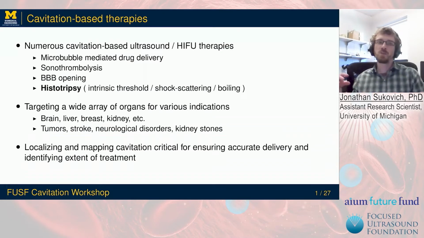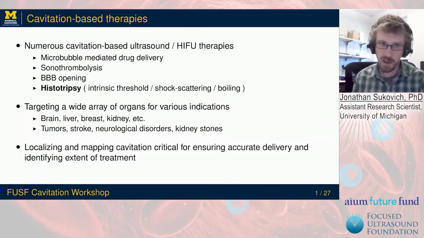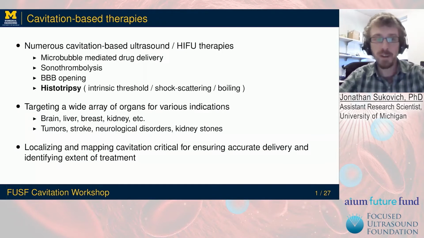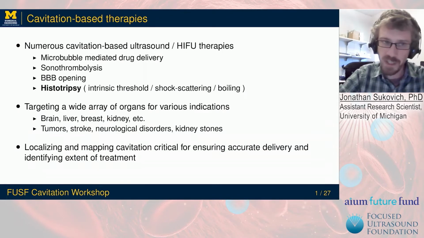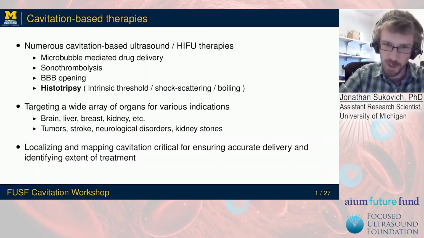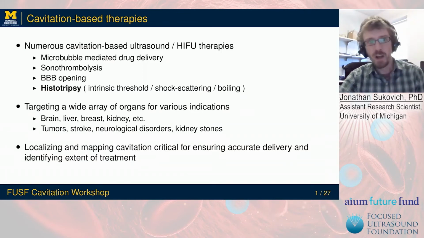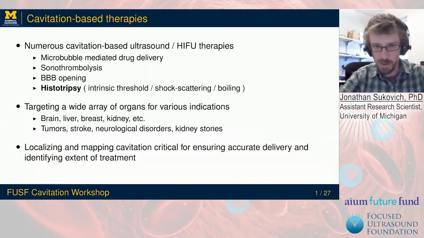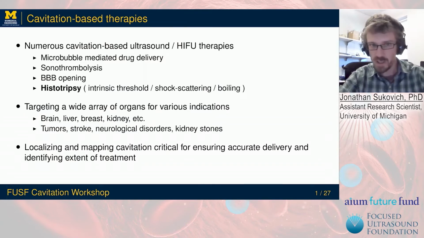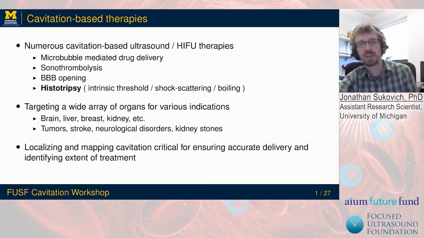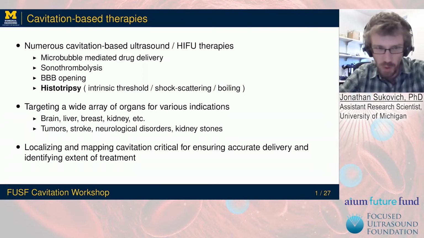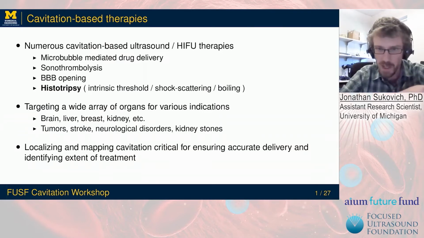So as we've gone over in this workshop, there are numerous cavitation-based therapies, including microbubble drug delivery, sonothrombolysis, BBB opening, and histotripsy and its various incarnations for doing ablation therapies. These are targeted at a wide array of organs for various indications like brain tumors, liver cancer, breast cancer, kidney stones, etc. But if you're going to be doing cavitation, it's really important to do this localization and mapping to ensure that you're accurately delivering the treatment and for identifying the extent of it.